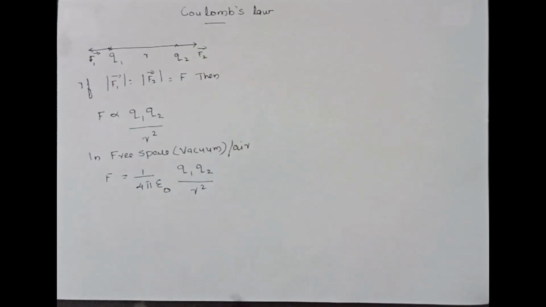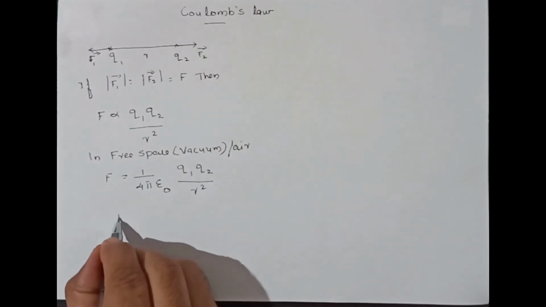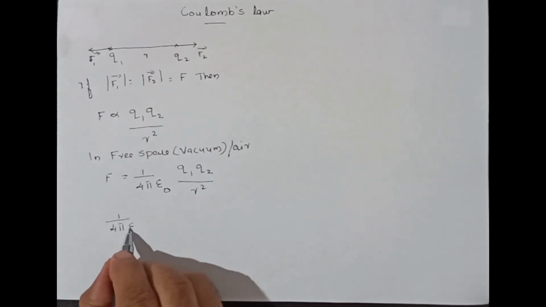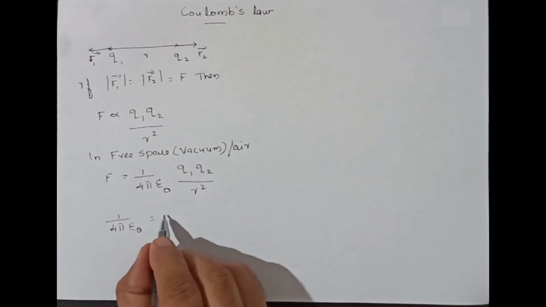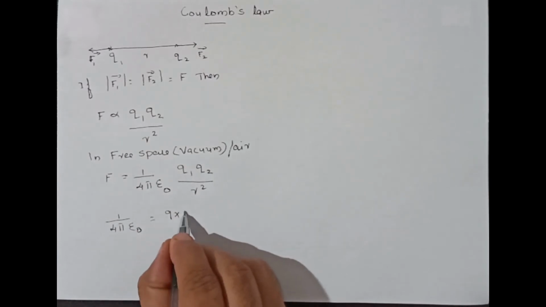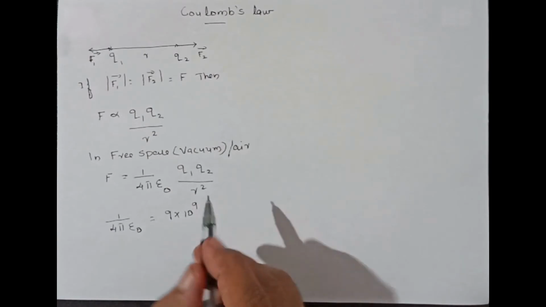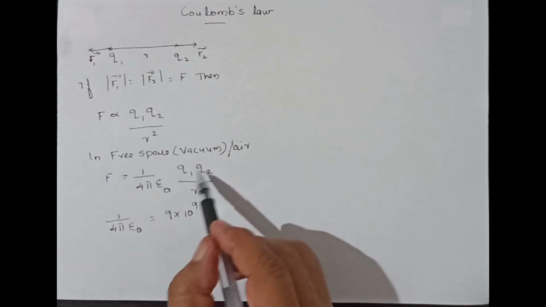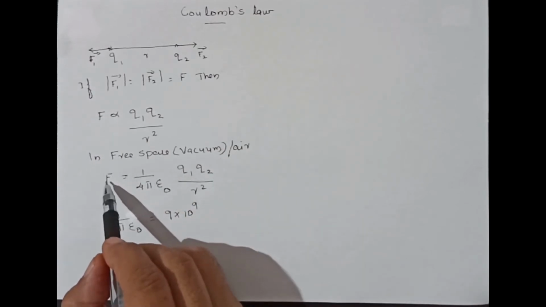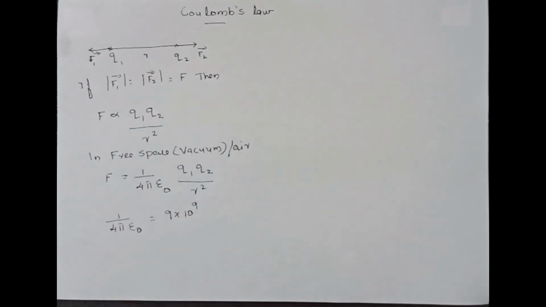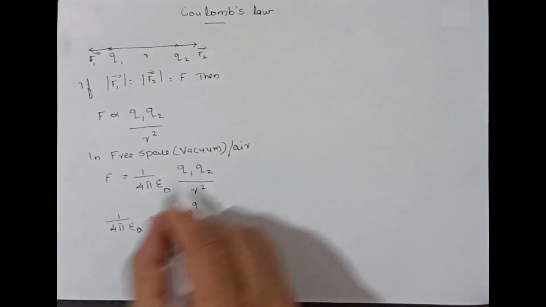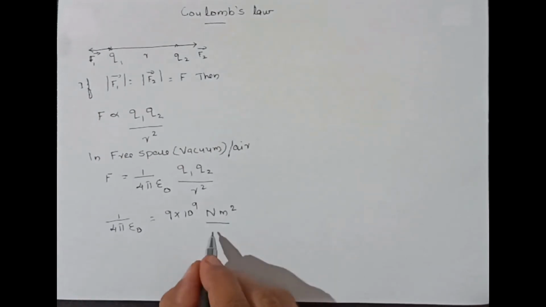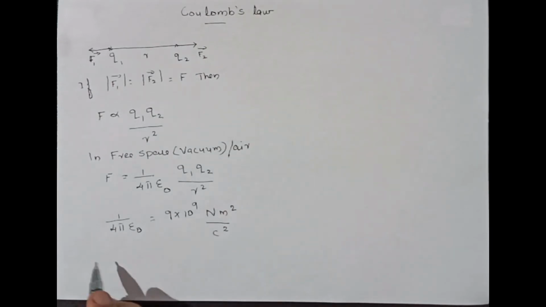So here the proportionality constant has been written as 1 upon 4 pi epsilon naught. This proportionality constant in air or in free space is equal to 9 times 10 to the power 9. You can find out the unit. F is Newton, r square you take to the other side, Q1 Q2 comes down here, so it will be Newton meter square upon Coulomb square. They are not the base units, but just a unit.